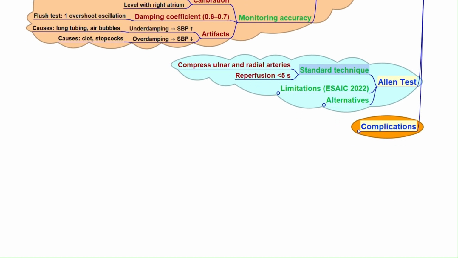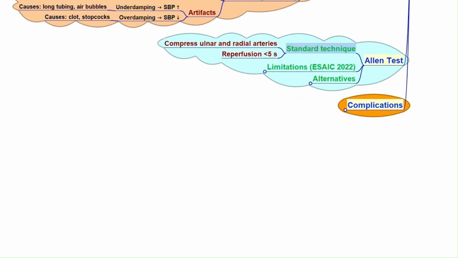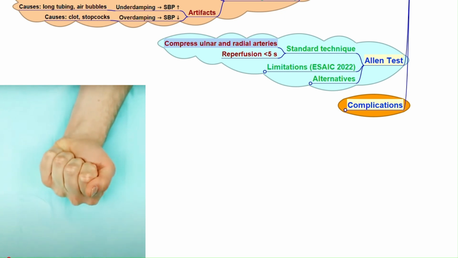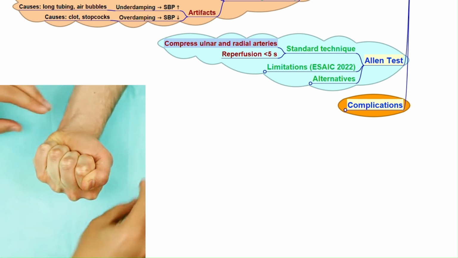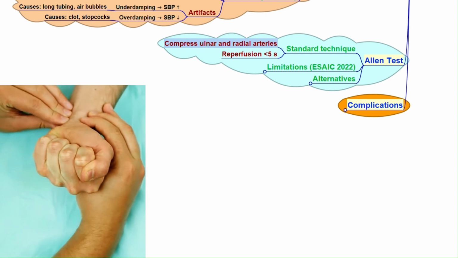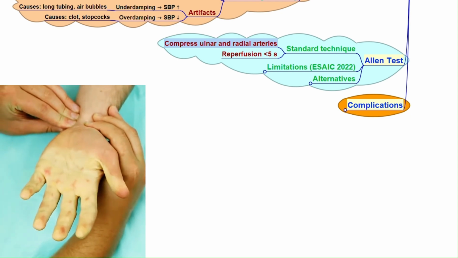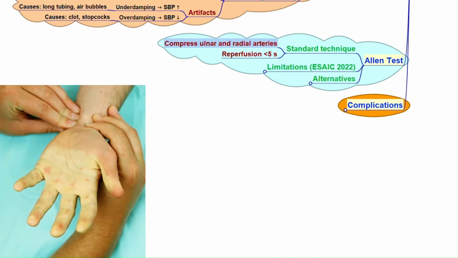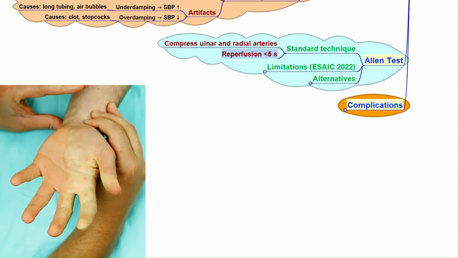So we'll talk about Allen's test and alternatives. Before placing a radial artery catheter, the classical approach was to perform the Allen's test to check the collateral circulation of the hand. The principle is simple. First, the hand is emptied of blood by clenching and releasing the fist. Then both the radial and the ulnar arteries are compressed. Finally, the ulnar artery is released, and we observe how quickly the hand regains color. Normal recoloration should occur within 5 to 15 seconds.